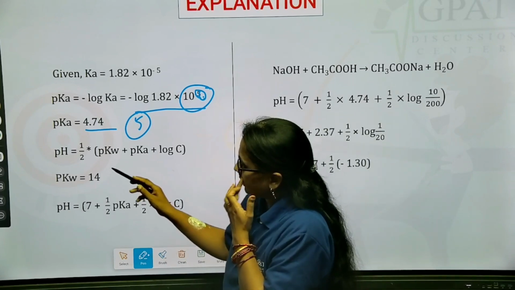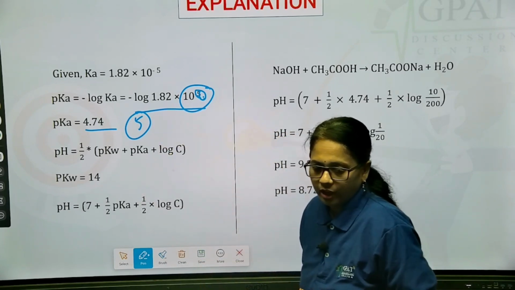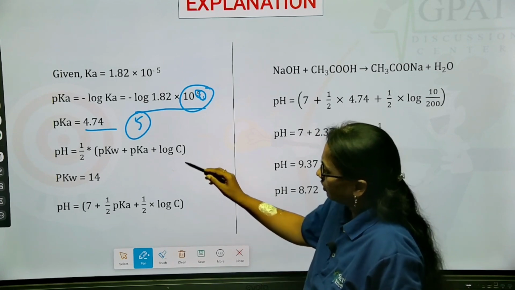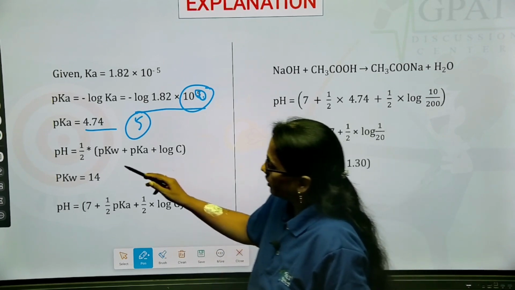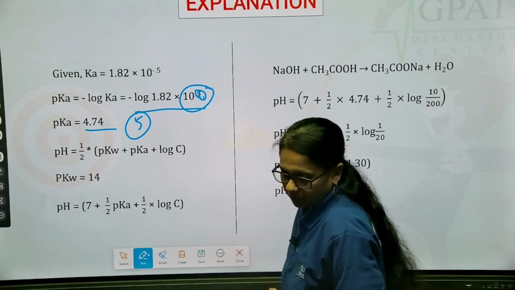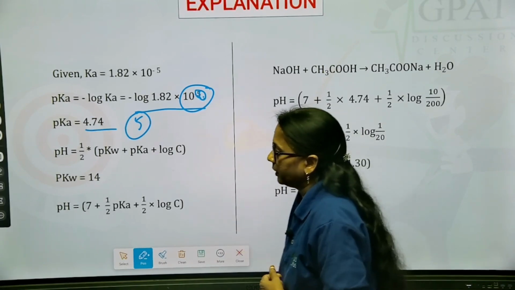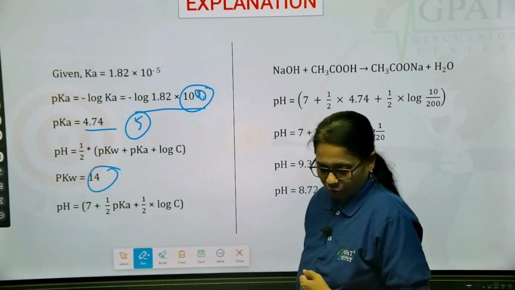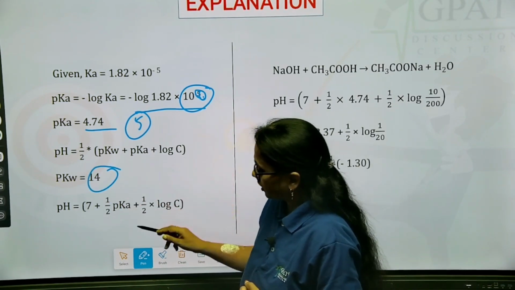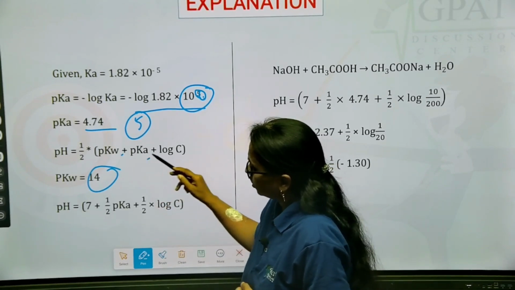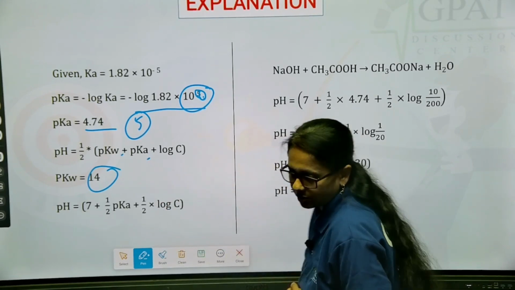And pH equals, the formula we know in terms of pKa, that is half into pKw plus pKa plus log C. This is the actual formula to calculate the pH, and we know that the pKw value is always 14. So by substituting these values, this value is 7, and half into pKa plus half into log C values.